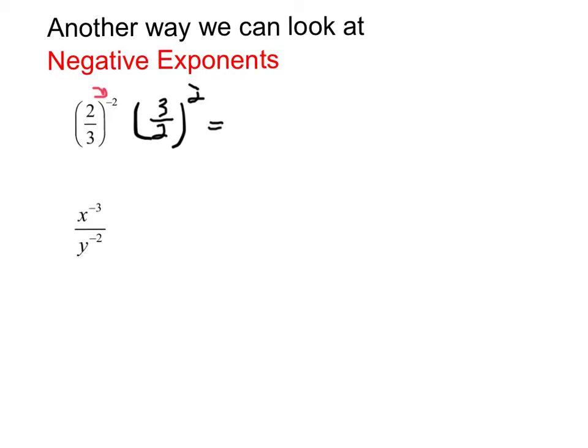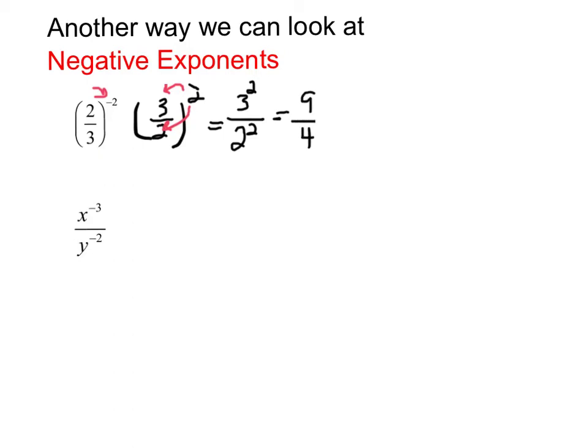And then this is the same thing as saying we're going to distribute this power of 2. Now we're not multiplying it, we're distributing the power. So 3 to the second power over 2 to the second power. And this simply becomes 9 over 4.